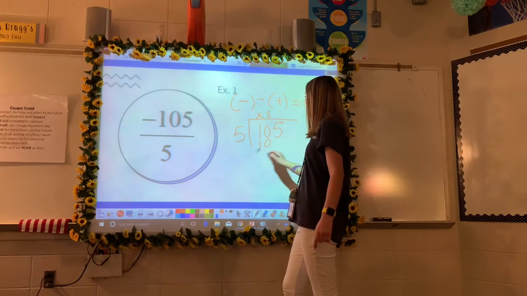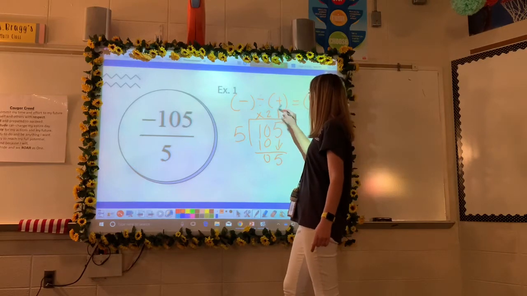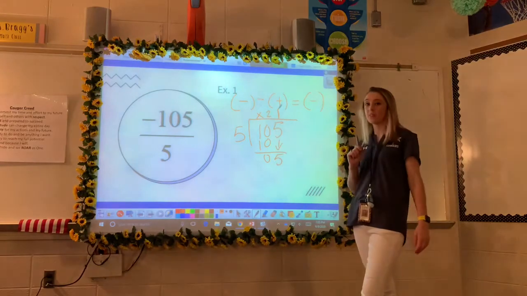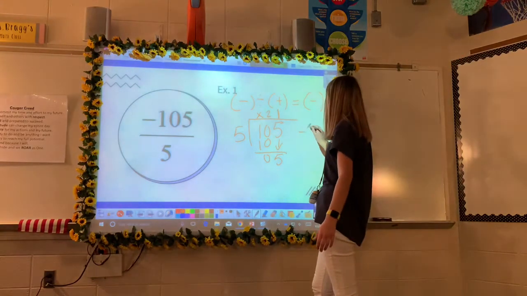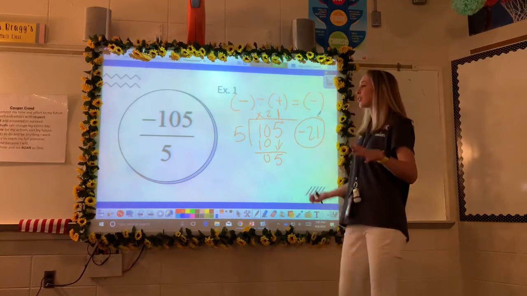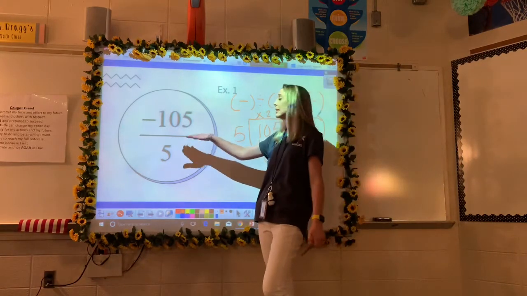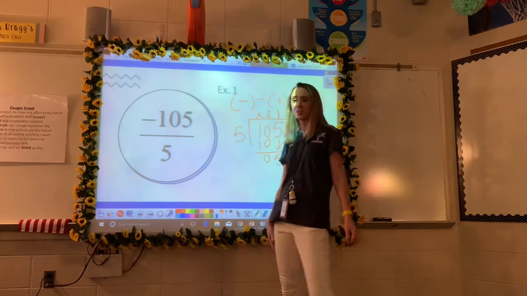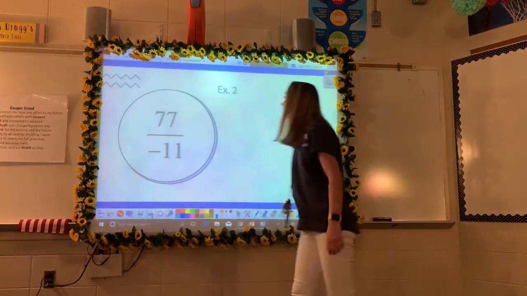So 10 becomes 0. Bring that 5 down. And 5 goes into 5 one time. So 5 times 21 gives us positive 105. But we know our answer needs to be negative. So our answer would be negative 21. Okay? Hopefully you're remembering those division rules, because remember that the bar is negative 105 divided by 5. Remember we read that bar as divided by. All right, let's go to example number 2.